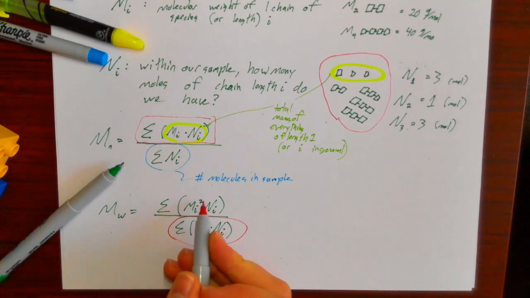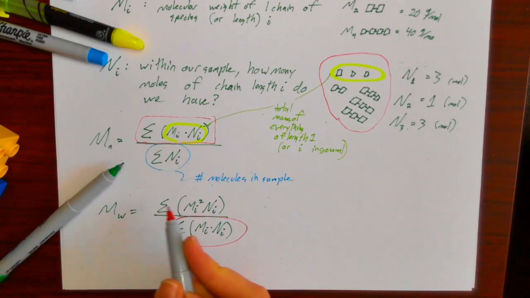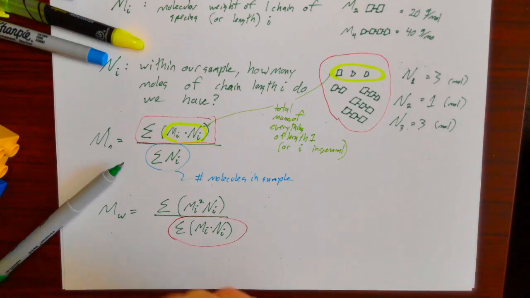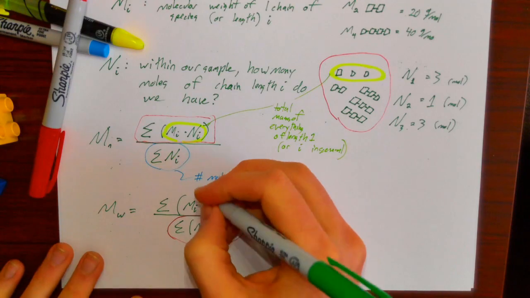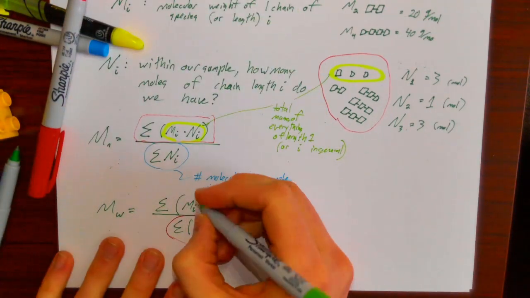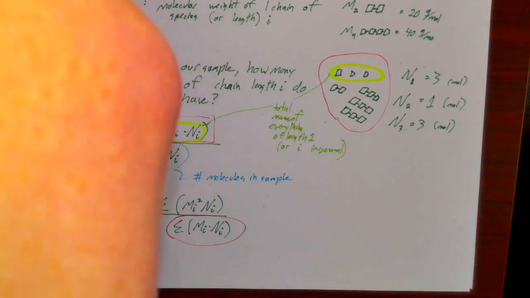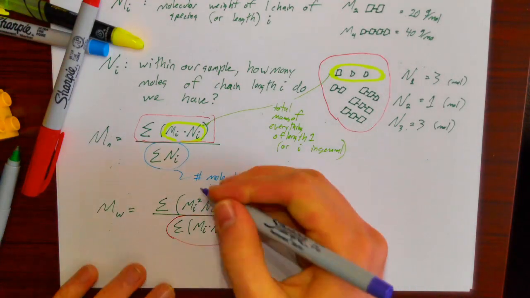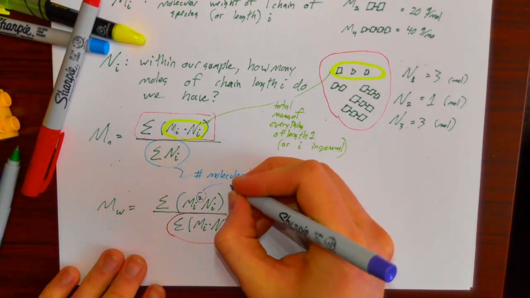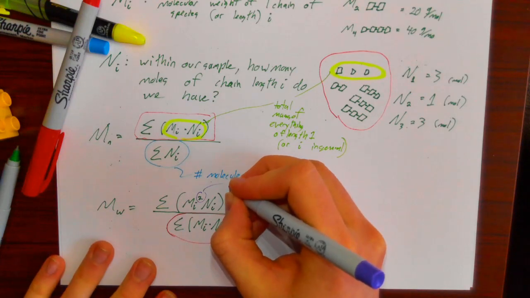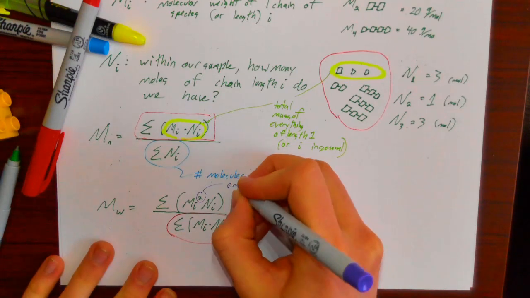But there's an extra factor of M sub I in the numerator, within the sum in the numerator for M sub w. This squared business right here, this definition of molecular weight, emphasizes the impact of longer chains.